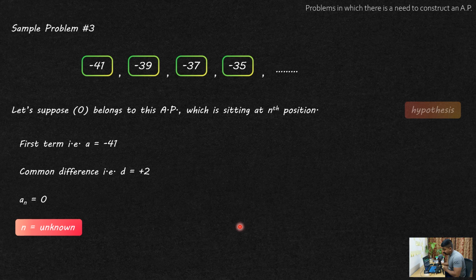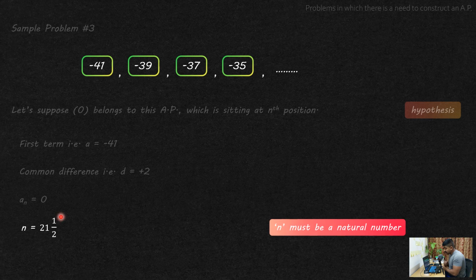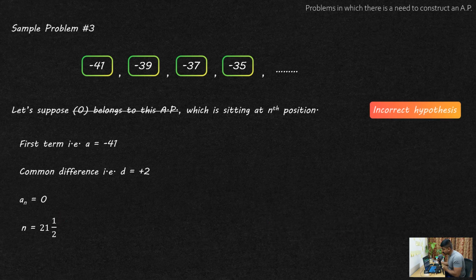So far, n is unknown. So using the formula of nth term of an AP, we can simply find the value of n, that is coming out to be equal to 21 1 by 2. Now n must be a natural number, which in this case is certainly not. So our hypothesis was incorrect. 0 does not belong to this AP. But our calculation was not in vain. We are still on the right track.